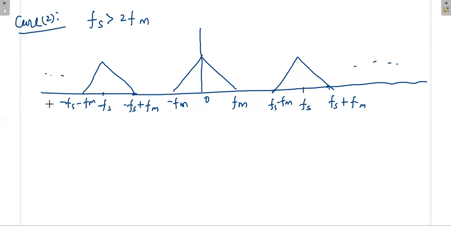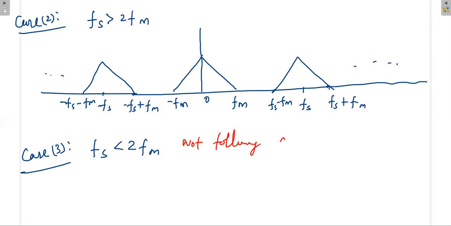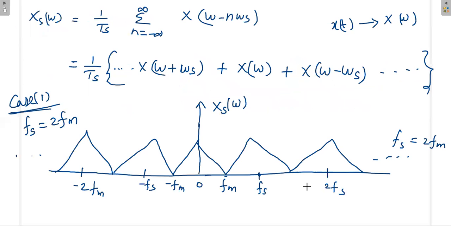Again, what about case 3? Suppose fs is less than 2fm. That means we are not following the sampling theorem. What will happen if you try to reduce fs? These two triangles will overlap with each other.